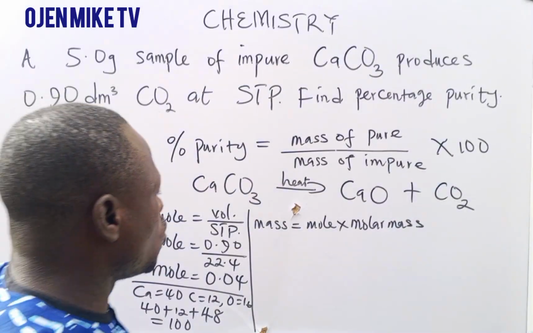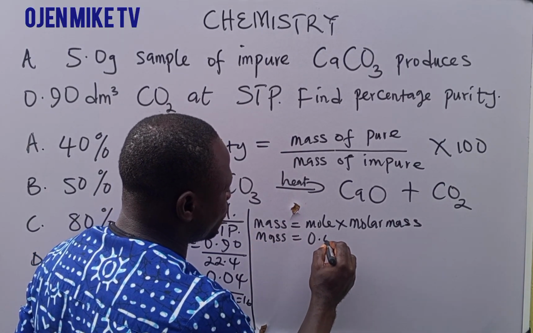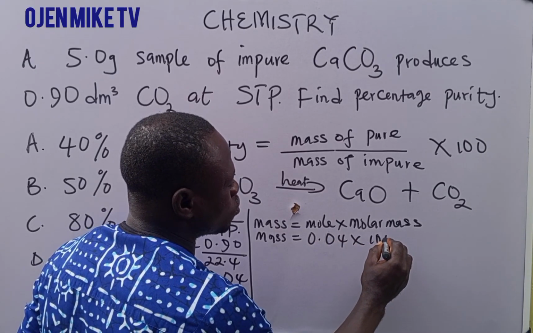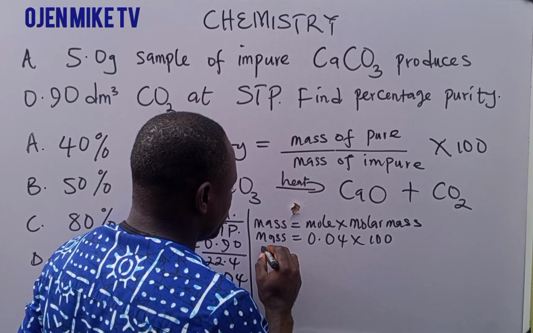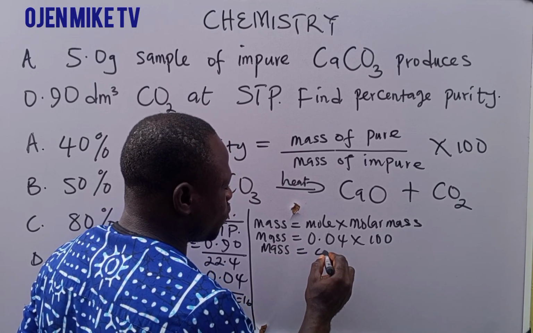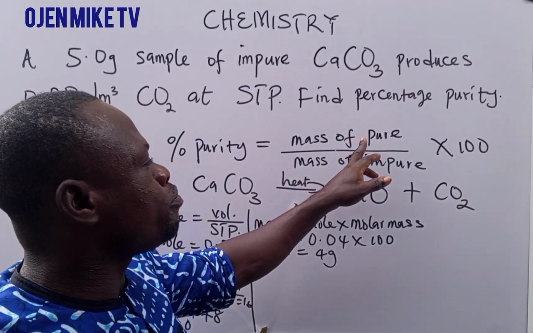So the mass is equal to 0.04 times the molar mass, 100. Of course, this will give us 4 grams. So we have gotten the mass of our pure.